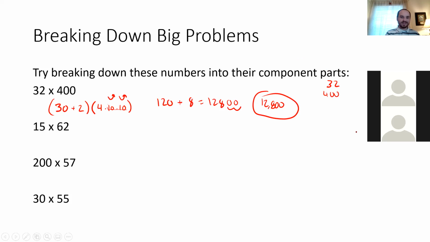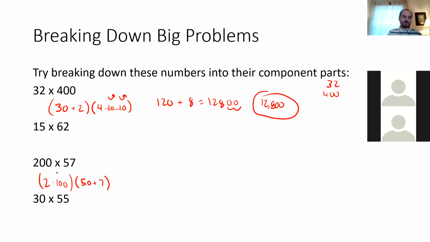Now, we're going to make it a little bit more confusing with this 15 times 62. I'm actually going to skip this one for a second and go down to the next two. So let's do 200 times 57. First of all, how are we going to break down 200? 2 times 10 times 10. Actually, I'm just going to leave it as 2 times 100 this time. And then how would you break down 57? 50 plus 7. Yep, 50 plus 7.